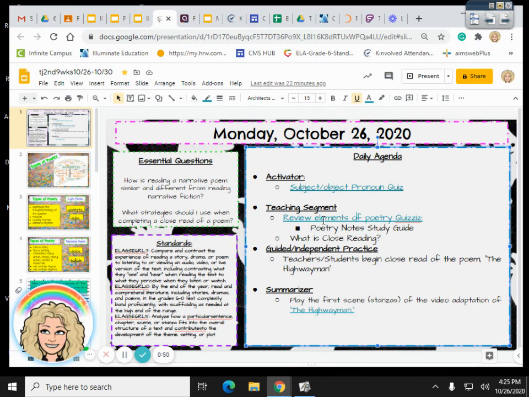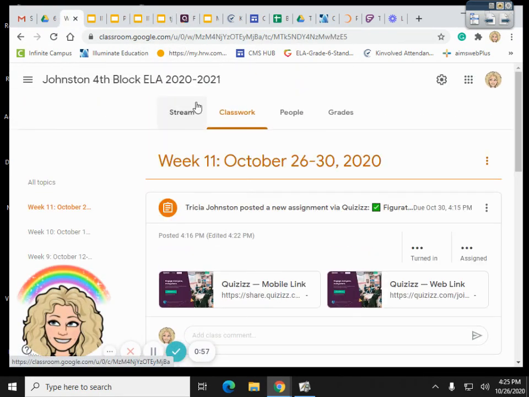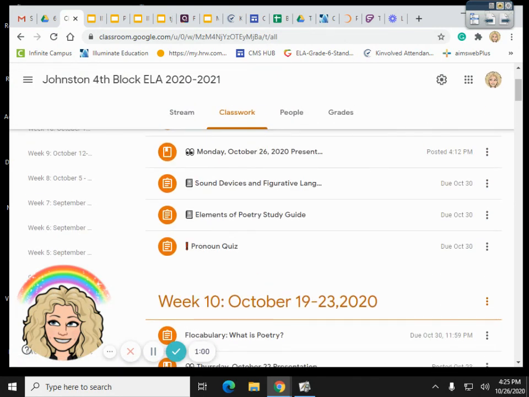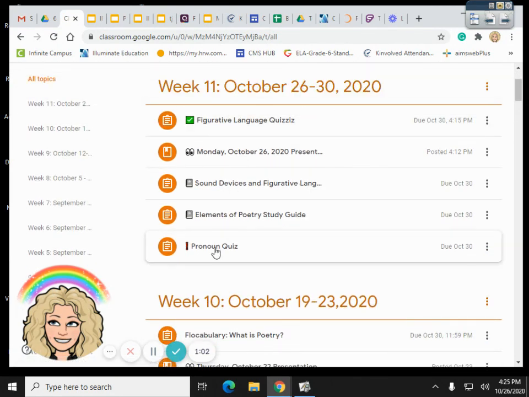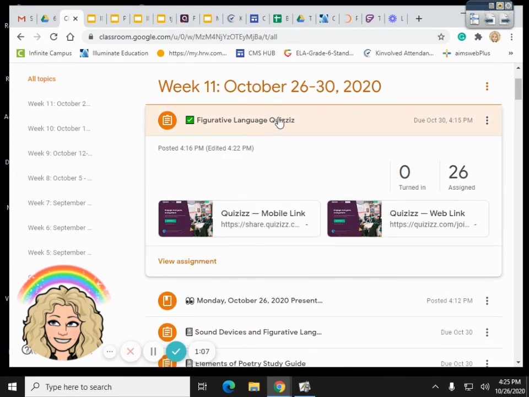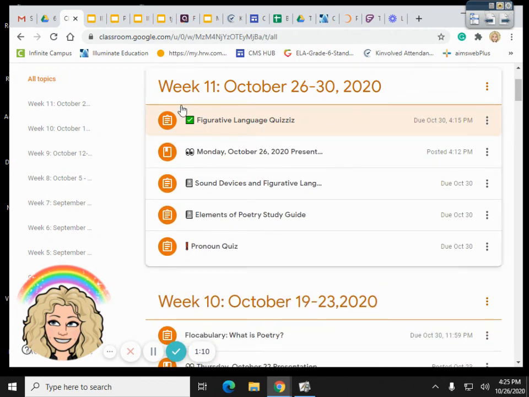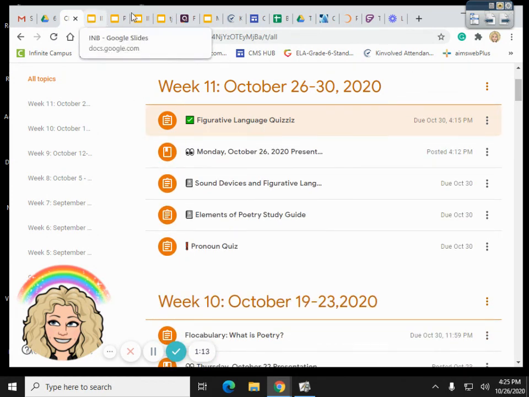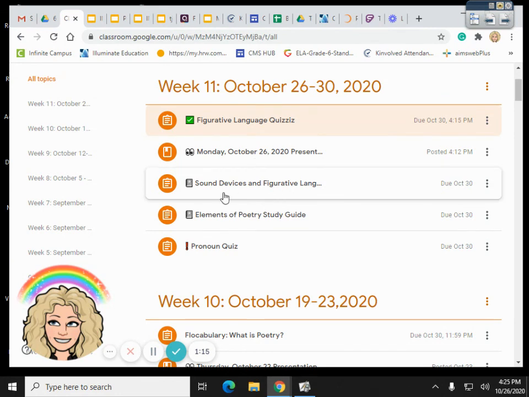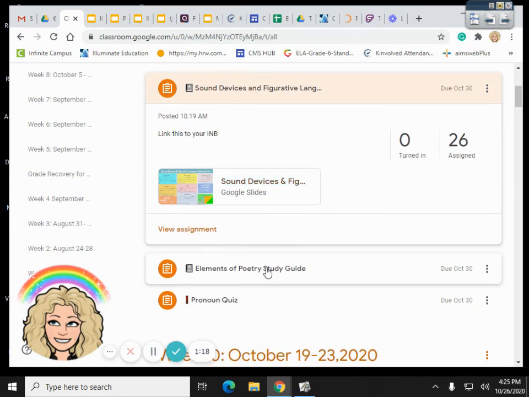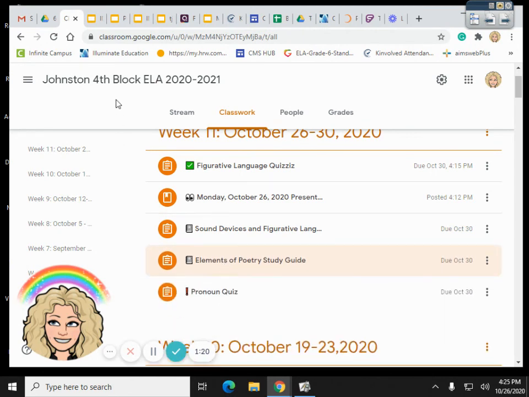Then we did the review elements of poetry quizzes, and that is right here, figurative language quizzes. Do that. You can do it as many times as you want to. That was the second thing we did today in class. Then we linked the sound devices in figurative language and the elements of poetry study guides to our interactive notebooks. So you need to get both of those things linked in your interactive notebook.